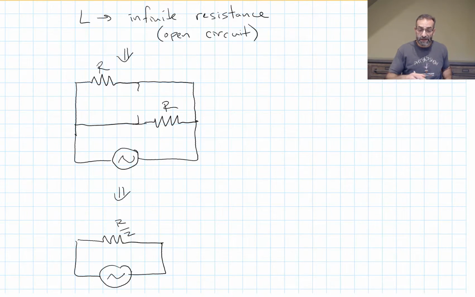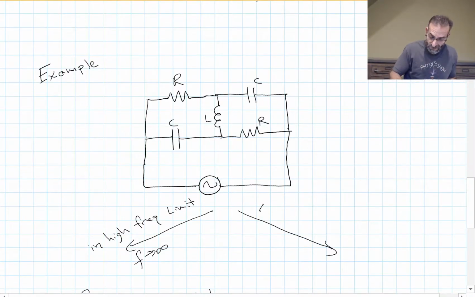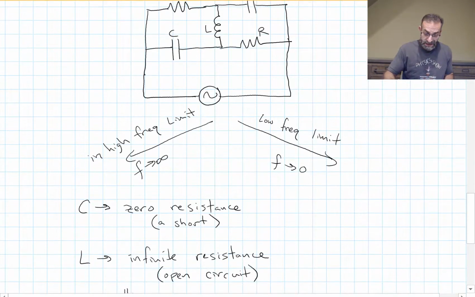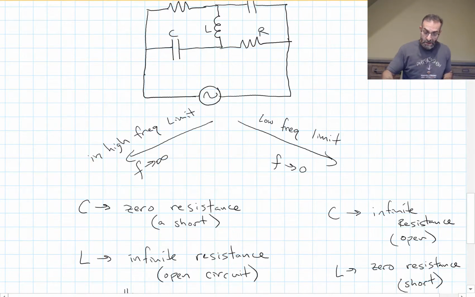Now let's take a look at what the circuit looks like when the frequency goes to 0, the low frequency limit. What does that mean? It's like we're hooking it up to a battery, a DC source. Our capacitor now looks like it has infinite resistance, and our inductor acts as a short. So we can redraw this circuit.